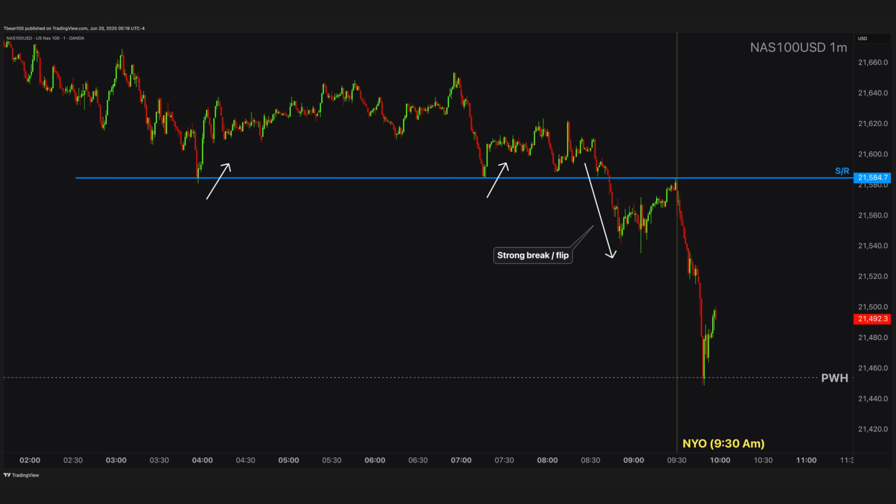Actually, names are not important at all. Just focus on the price action. Once a support level now becomes a resistance, this is all the thing that you need to know.